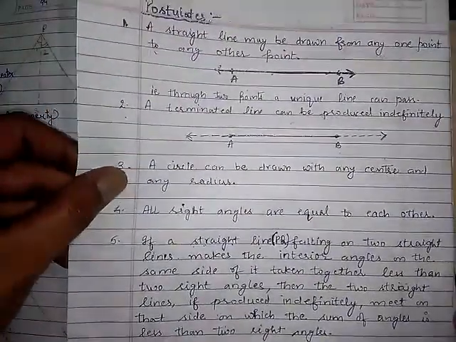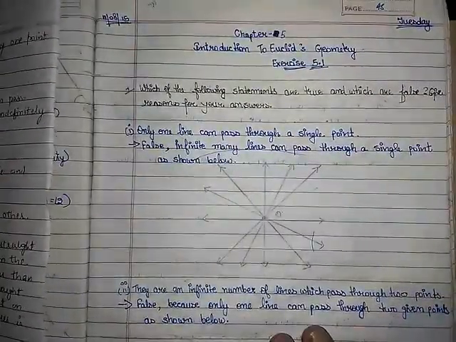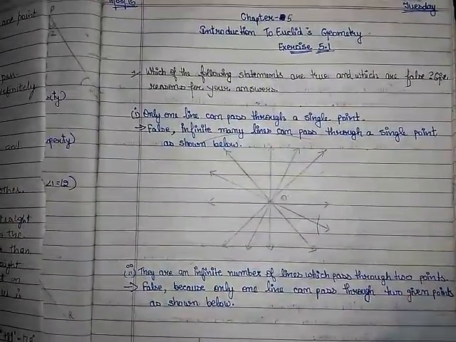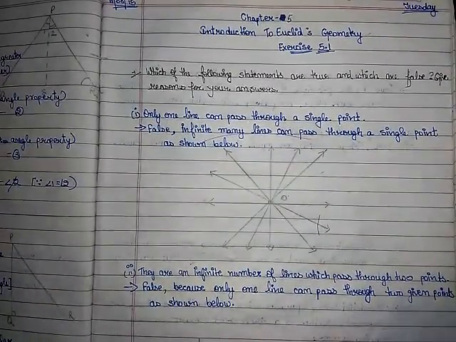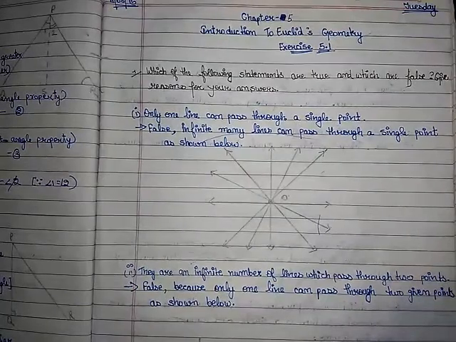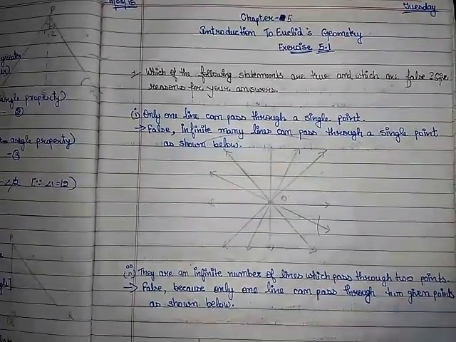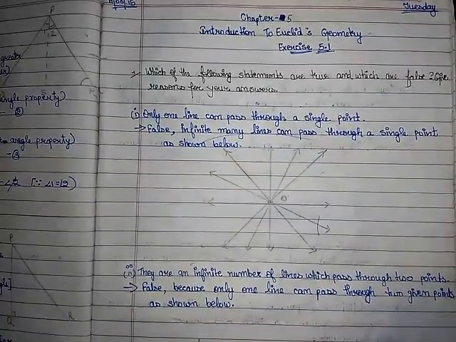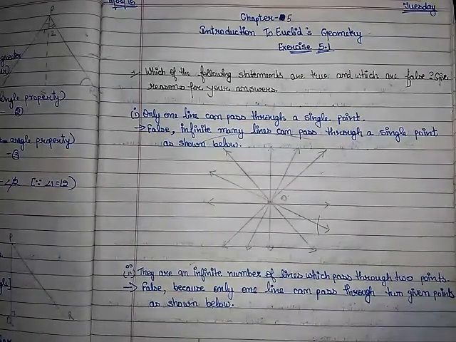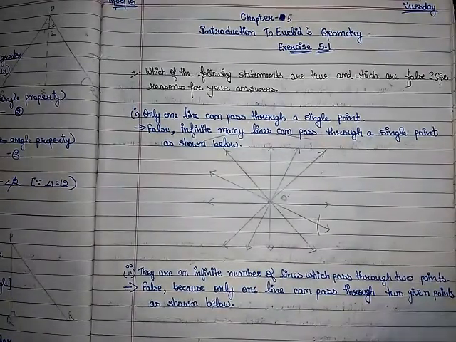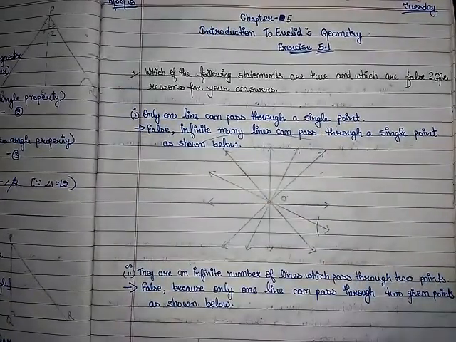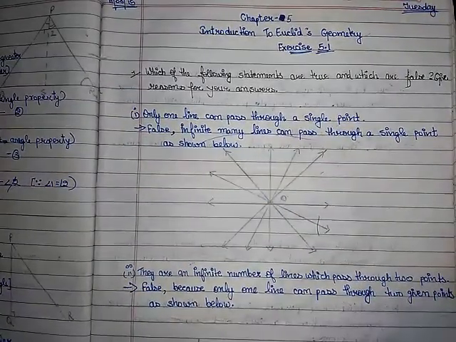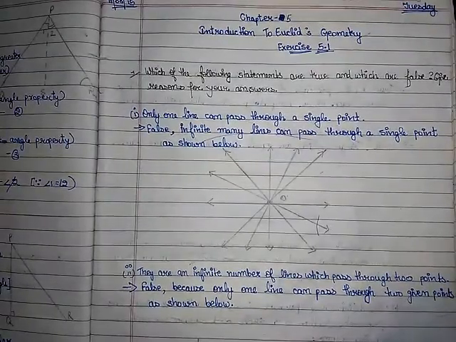So after that we are ready now to start with our exercise 5.1. Okay, so first of all let's move to our exercise 5.1, question number 1, that is regarding true false. So let's start with that. Which of the following statements are true and which are false? Give reason for your answer also. Okay, so let's start with it. Only one line can pass through a single point.